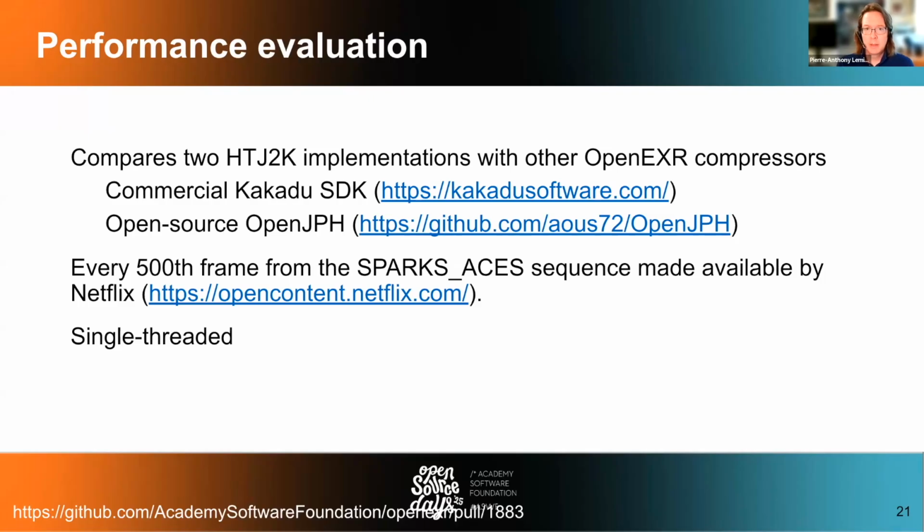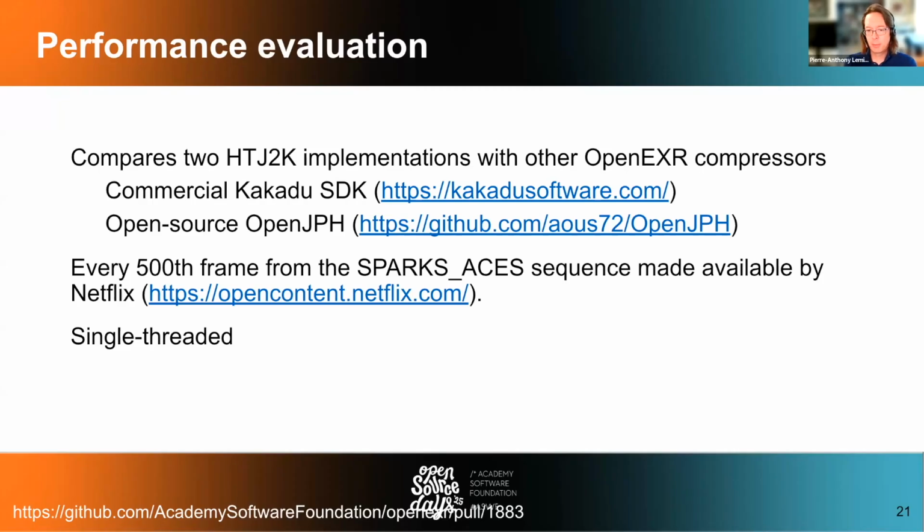So I did a quick evaluation. That was back late last year. Basically, I added two HTJ2K-based compressor options to the OpenEXR main branch, one based on our commercial library, Kakadu SDK, and the other based on an open source library, OpenJPH. I took an open source ACES sequence made kindly available by Netflix on their website, and processed that sequence using the various codecs available to OpenEXR and compared the results. I'll just summarize that in the next slide.